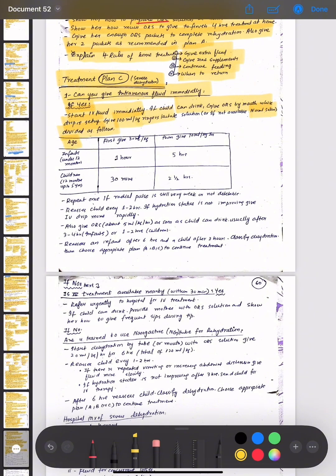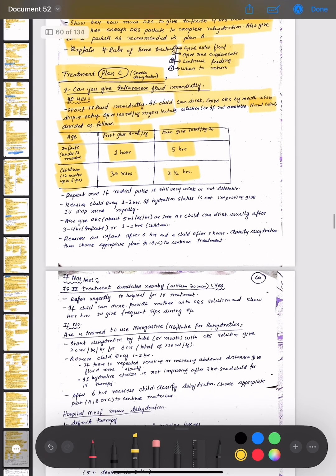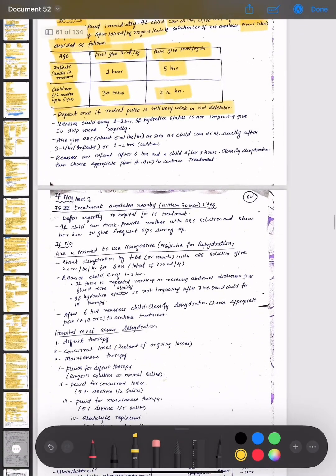If the infant is under 12 months, then give 30 ml per kg in 1 hour, and then give 70 ml per kg in the next 5 hours. If the age is 12 months up to 5 years, then give 30 ml per kg in 30 minutes and 70 ml per kg in 2.5 hours. Repeat once if the radial pulse is still very weak or not detectable.